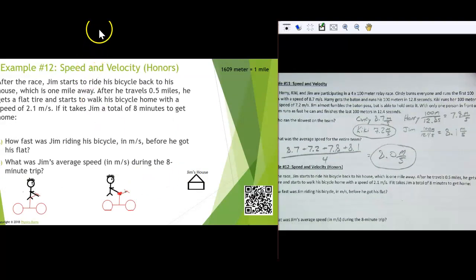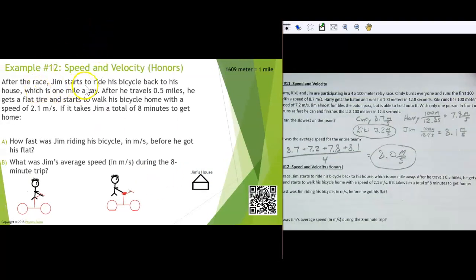After the race, Jim starts to ride his bike back home, which is 1 mile away. He travels 0.5 miles. After he travels 0.5 miles, he gets a flat tire and starts to walk the bicycle home at a speed of 2.1 meters per second. If it takes Jim a total of 8 minutes to get home, A, how fast was Jim riding the bike in meters per second before he got the flat? If you need to pause the video, pause it now and solve it.